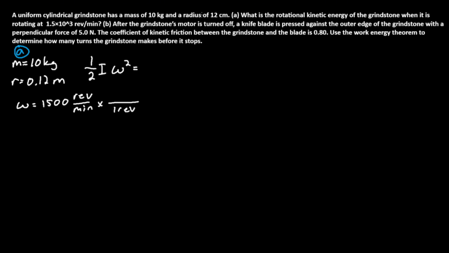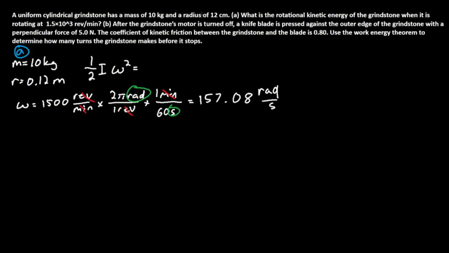So 1 revolution is equal to 2 pi radians, and 1 minute is equal to 60 seconds. So the minute unit cancels and the revolution unit cancels to leave radians per second. So this is 1,500 times 2 pi divided by 60, and then you will get an angular velocity of 157.08 radians per second, which is quite a lot.